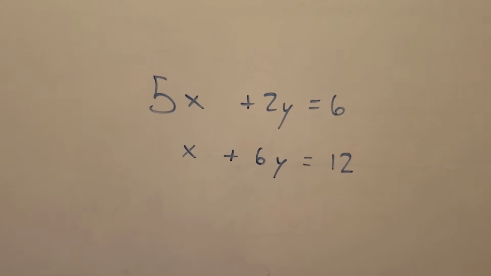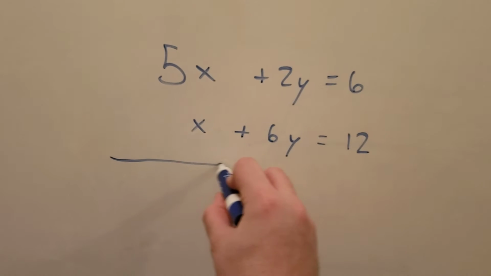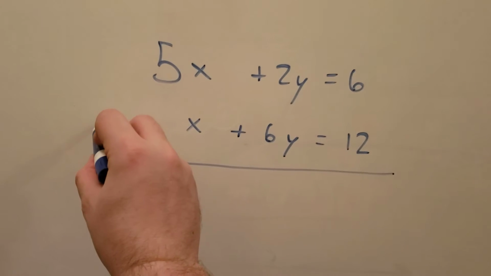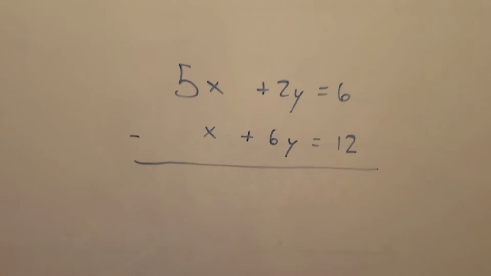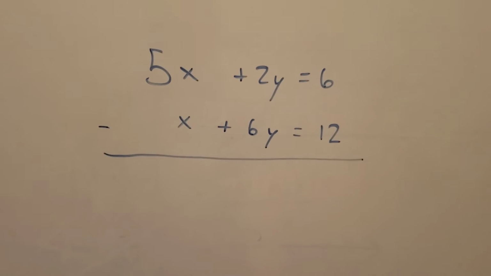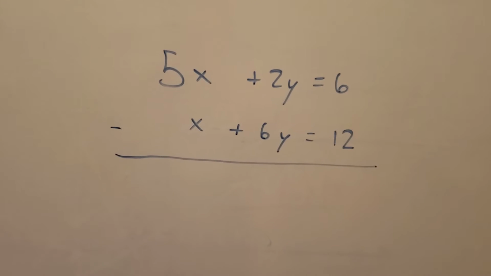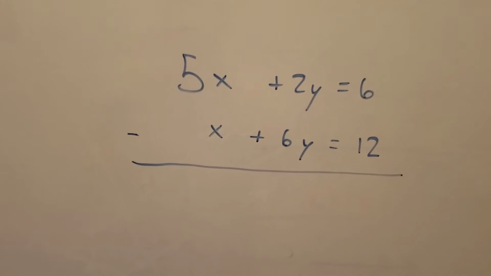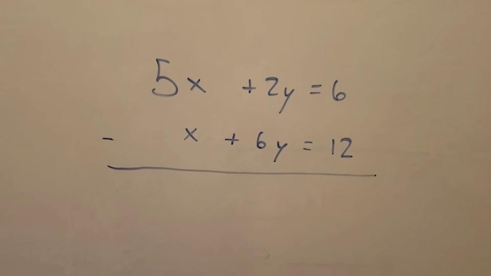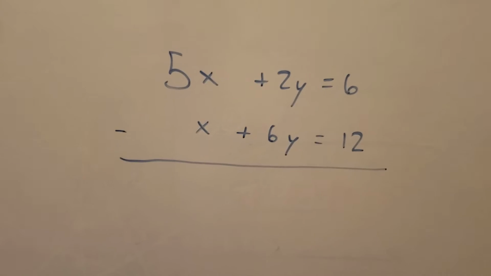In this case here, what we're going to do is treat this like a big addition or subtraction problem. We're going to put a line underneath like this, and we're going to put a minus here. We want to make sure we can eliminate a variable. How we're going to do that is we're going to multiply one of the equations by a coefficient. So in this case, we're going to multiply the bottom one, just because of the way I have it set up, and we're going to multiply it by negative 5.